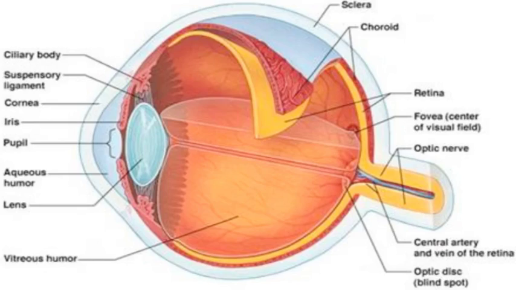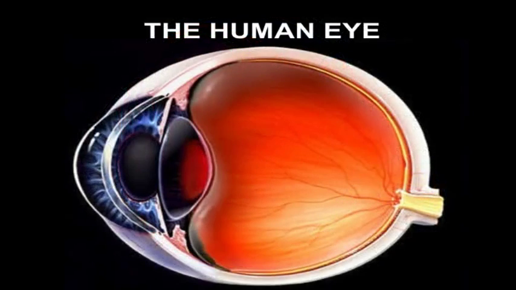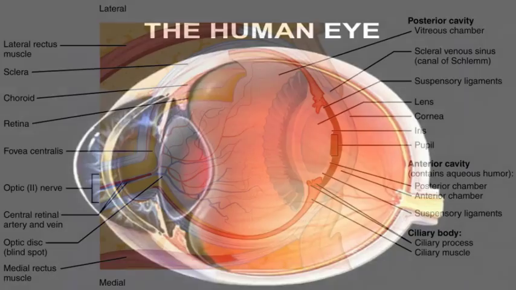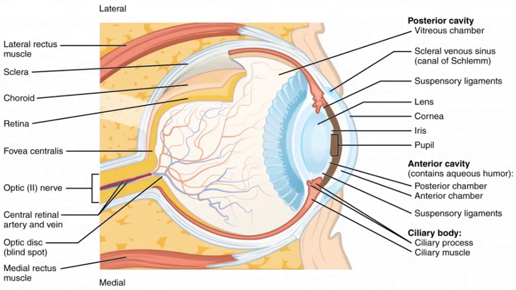The lens is suspended to the ciliary body by the suspensory ligament, the zonule of Zinn, made up of hundreds of fine transparent fibers which transmit muscular forces to change the shape of the lens for accommodation, focusing. The vitreous body is a clear substance composed of water and proteins, which give it a jelly-like and sticky composition.